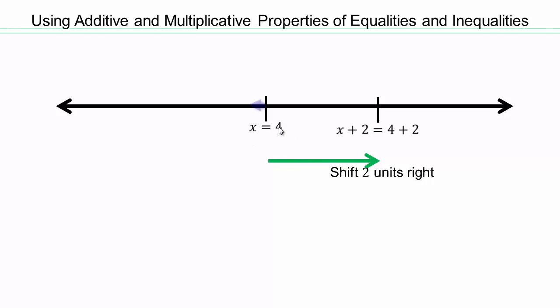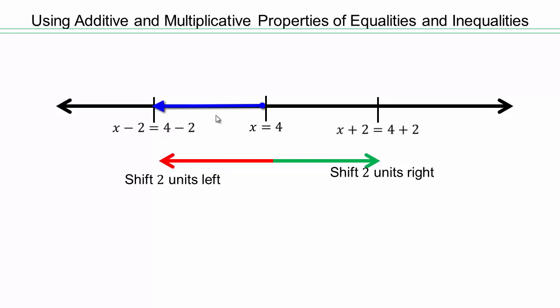So look, if you subtract a 2 from the 4, you'll go 2 units to the left. And you'll also have 2 units to the left for x minus 2. And again, they're both sitting on the same tick mark. What does that tell you? That if you added a 2 to both sides of this equation, you have another equation. Same thing if you subtract a 2 from both sides, you have another equation. These three equations are equivalent to each other, and they were all derived from the equation x equals 4.